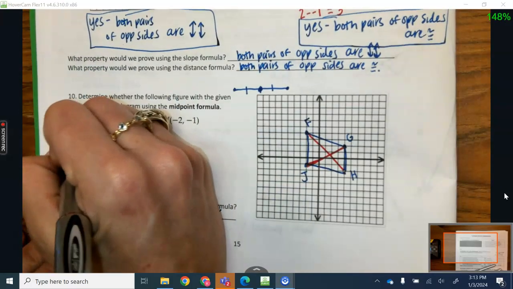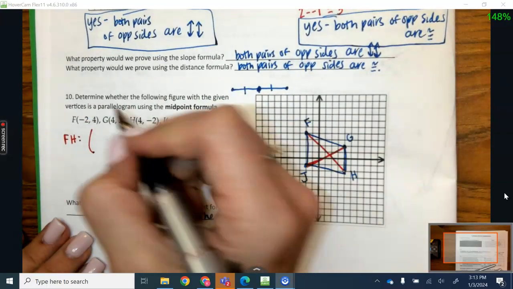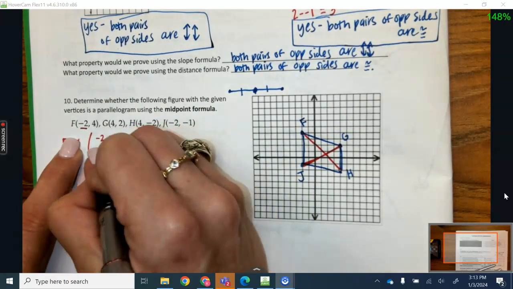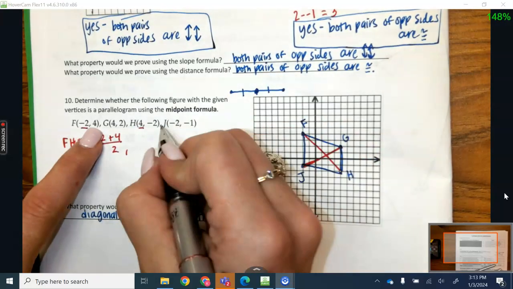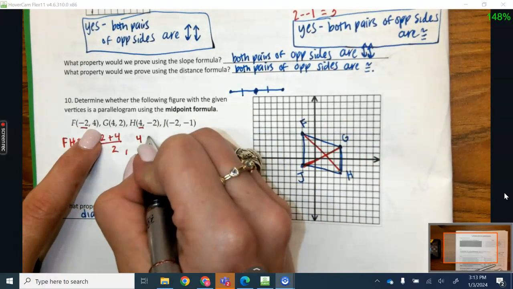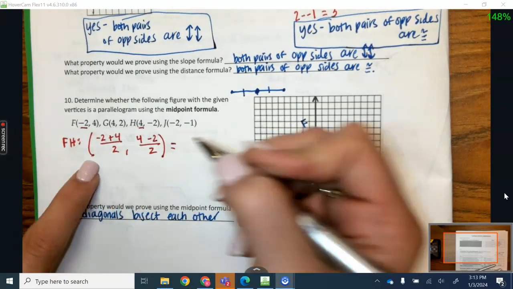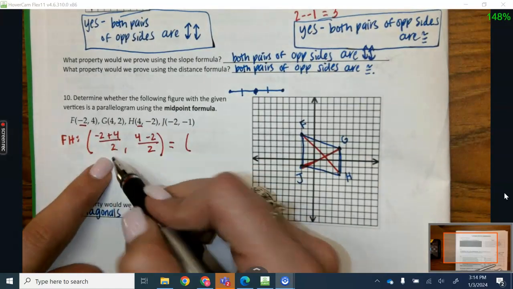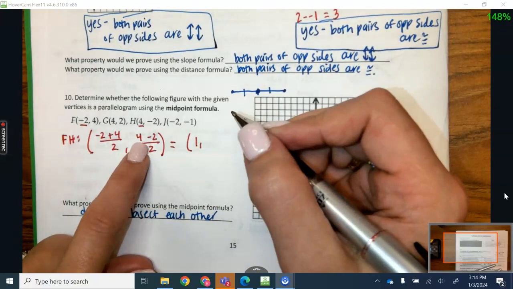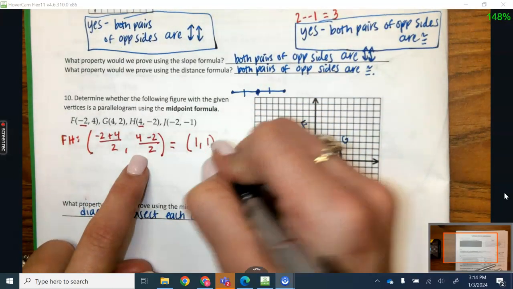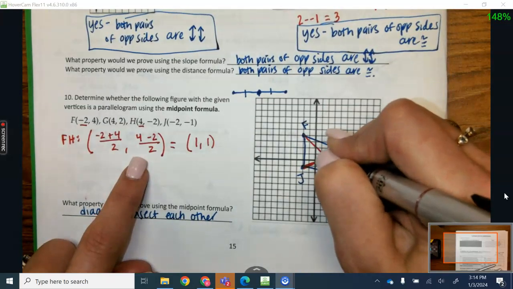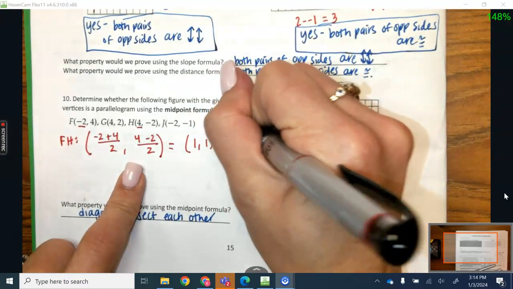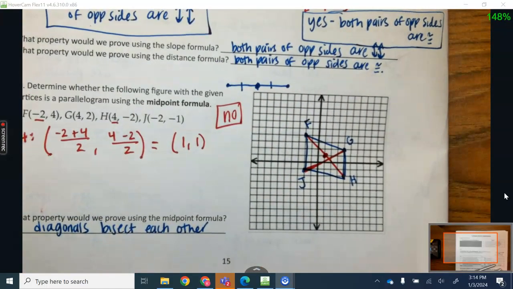So let's start with FH. The midpoint is when I take my x values, here's F, -2, and H, 4, and I add them together, divide by 2. Those are my x values. Then I do the same for my y values, 4 and -2, divided by 2. So my midpoint for FH: -2 plus 4 is 2, divided by 2 is 1. 4 minus 2 is 2, divided by 2 is 1. So the midpoint of FH would be (1, 1), which is right there. I can already tell that this is not going to be a parallelogram, but let's just do the midpoint of JG.